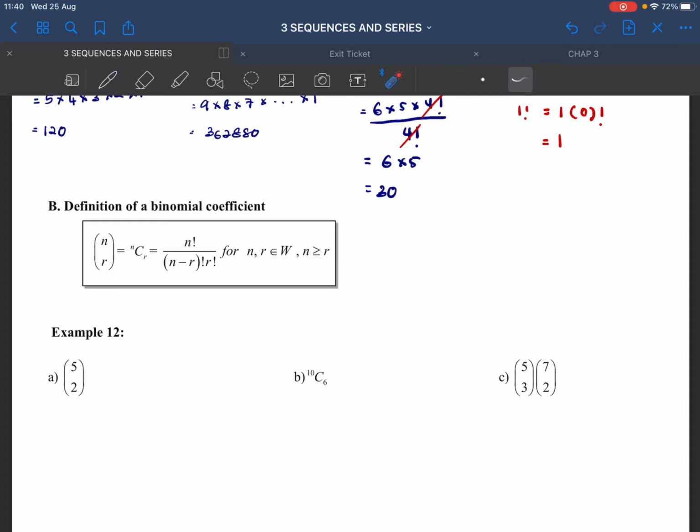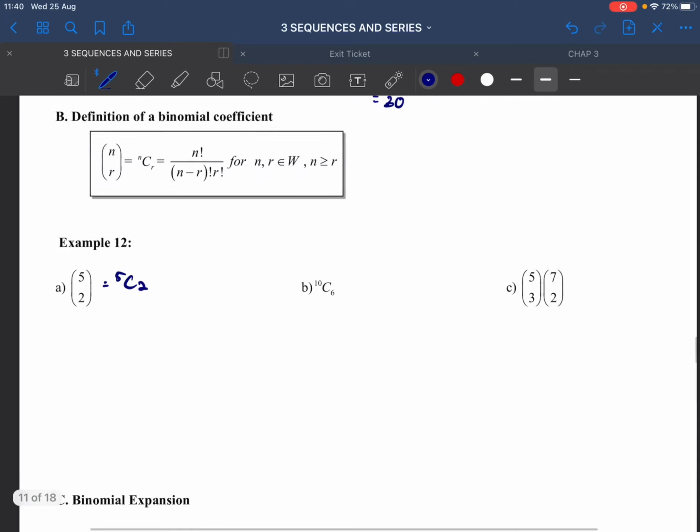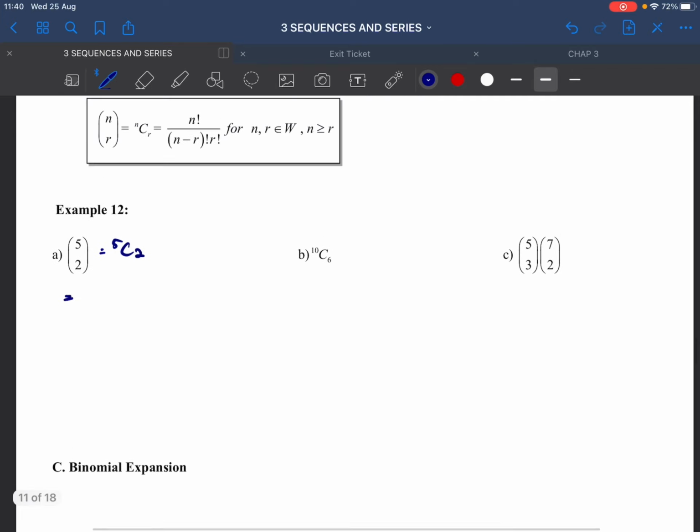So we have 5C2 there. Okay, that is 5C2. So by using the formula, the formula is n factorial divided by (n minus r) factorial, r factorial. So yang atas ialah n, yang bawah ialah r. So we will have 5 factorial over (n minus r) factorial. So 5 minus 2, we will have 3 factorial times by r factorial.